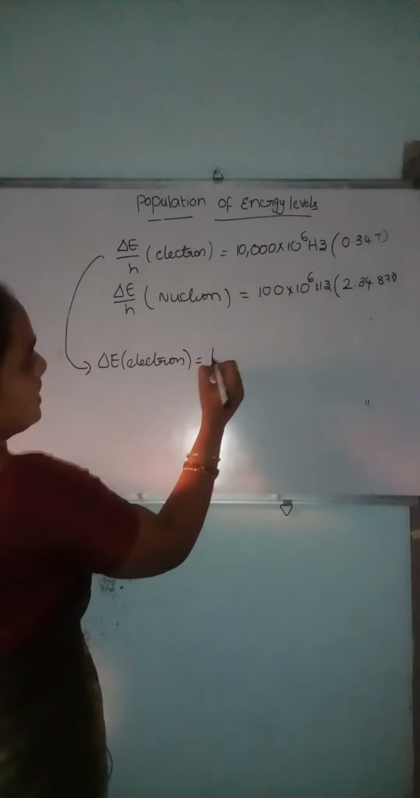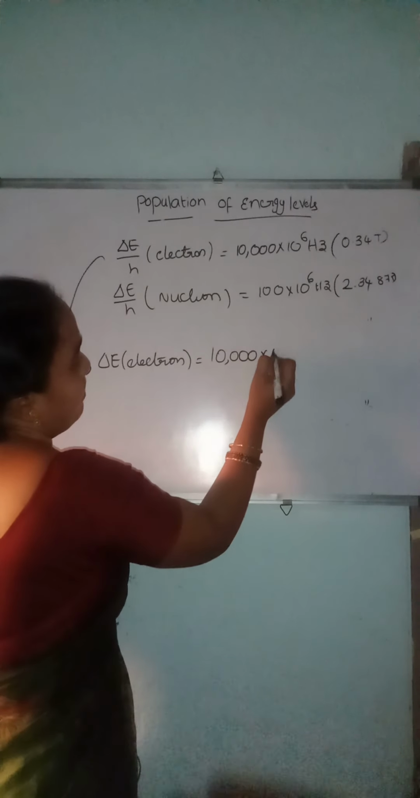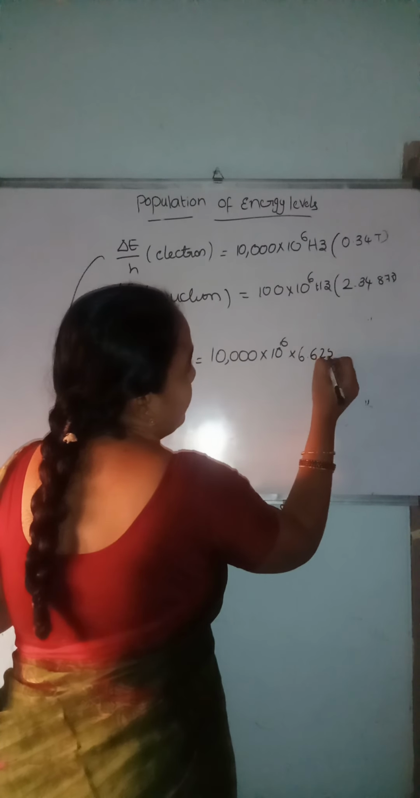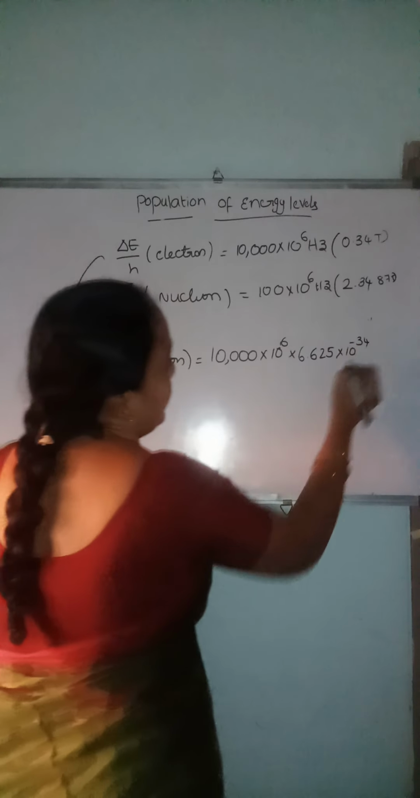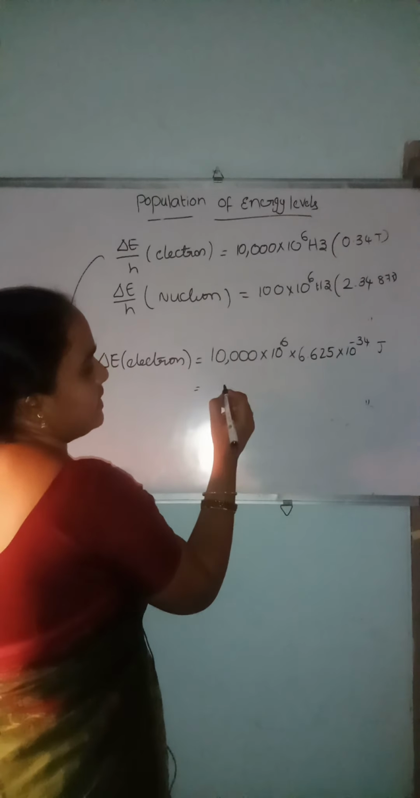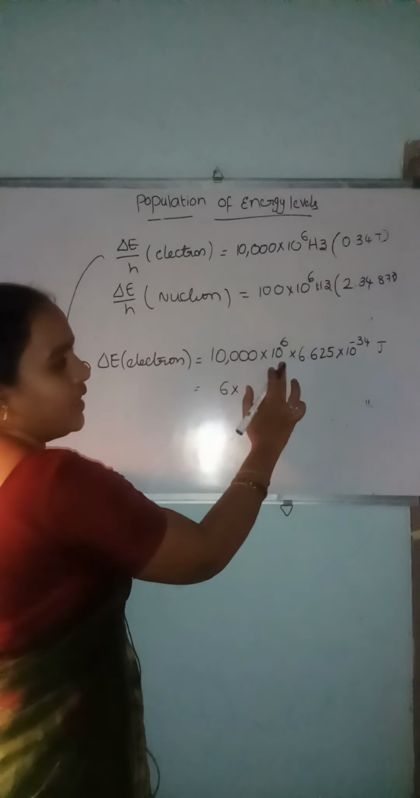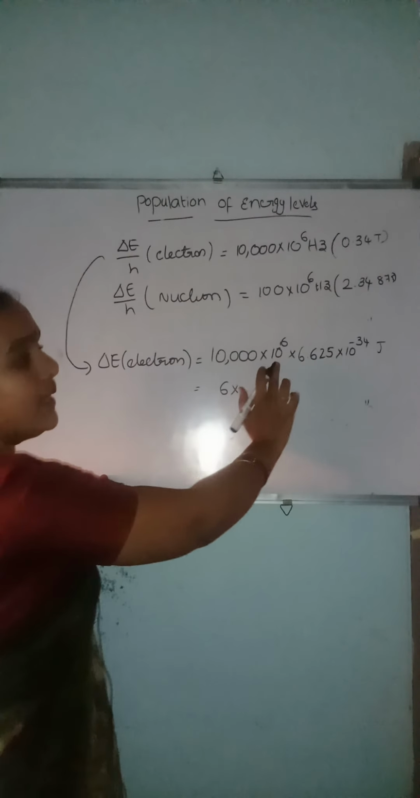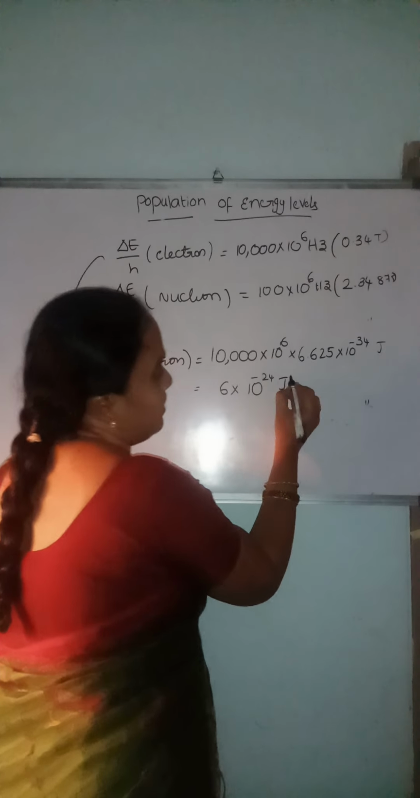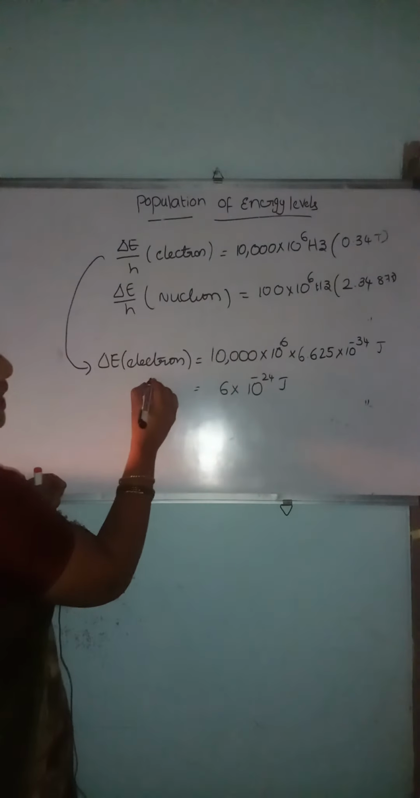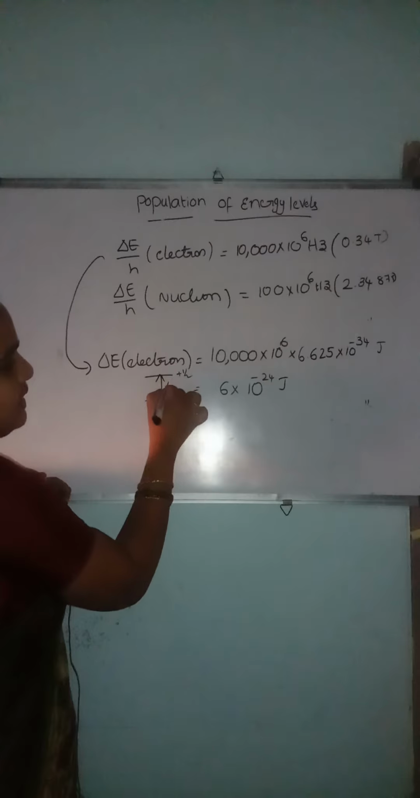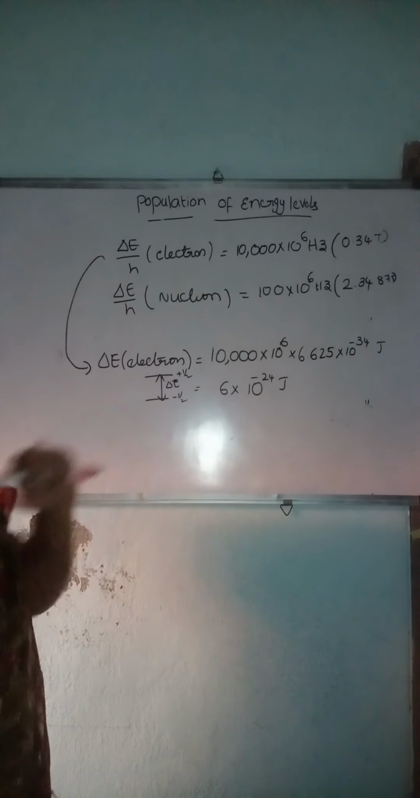From the first equation, what is delta E for the electron? Delta E for the electron is 10,000 into 10 power 6 multiplied by h, which is 6.625 into 10 power minus 34, with units in joules. Considering this as nearly 6 into 10 power 4 into 10 power 6, that is 10 power 10 into 10 power minus 34, that is 10 power minus 24 joules. The separation between the two electron spin states is 6 into 10 power minus 24 joules.